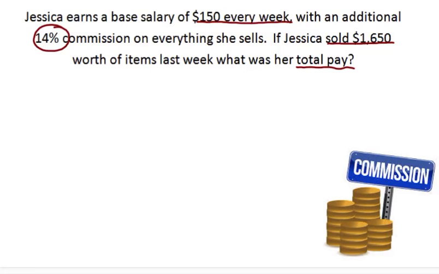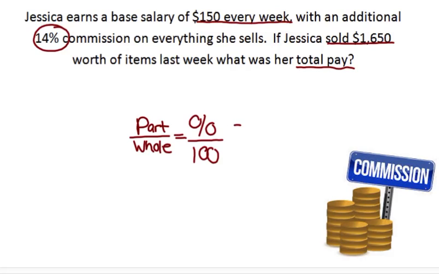She needs to write a beginning proportion, which is part over whole, equals percent over 100. You then replace the beginning proportion with the correct numbers. Because 14 is a percent, it would go in the percent part above the 100. Next, we find the whole. The total amount of money she makes is $1,650. That would go on the bottom of her proportion.